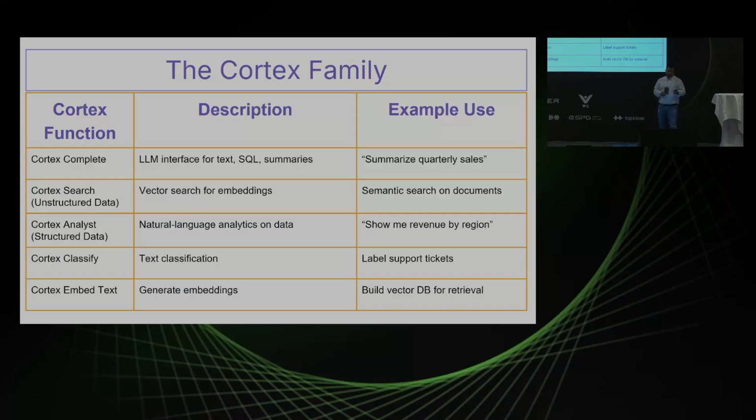You have Cortex Analyst, which is for structured datasets, for natural language analytics on the data, and which is what we have used. Cortex Classify is for text classification and label support, like when you have support tickets coming from Zendesk and you want to label which one is P1, which one is P2, or any different label you want to add. And then we have Cortex Embed Text, which is for generating embeddings. It's a built vector for retrieval.